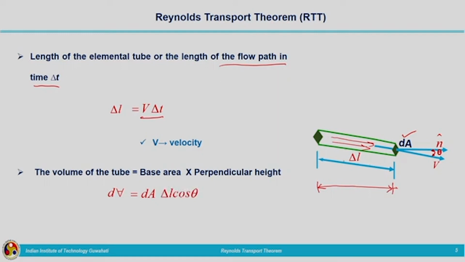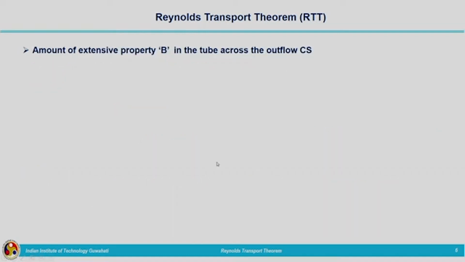This is the slanting length of the fluid element, delta L, and this angle is theta. So this angle also will be theta. So we can consider the component in the direction as delta L cos theta. So the volume of the tube can be obtained using the expression dV is equal to dA delta L cos theta.